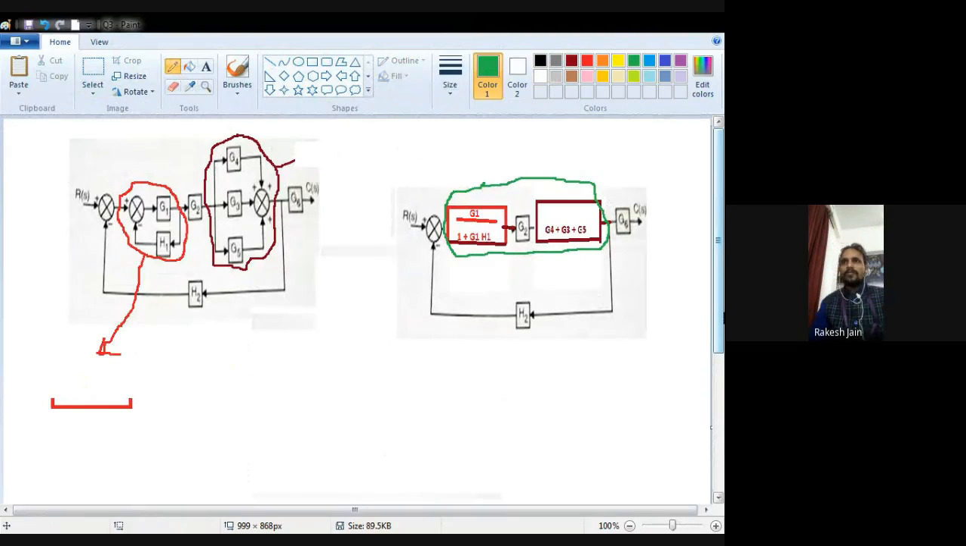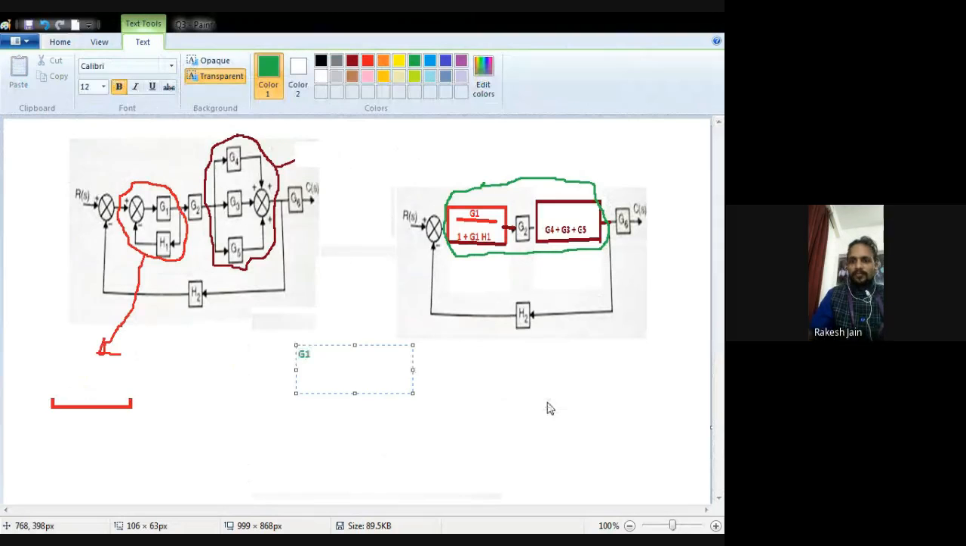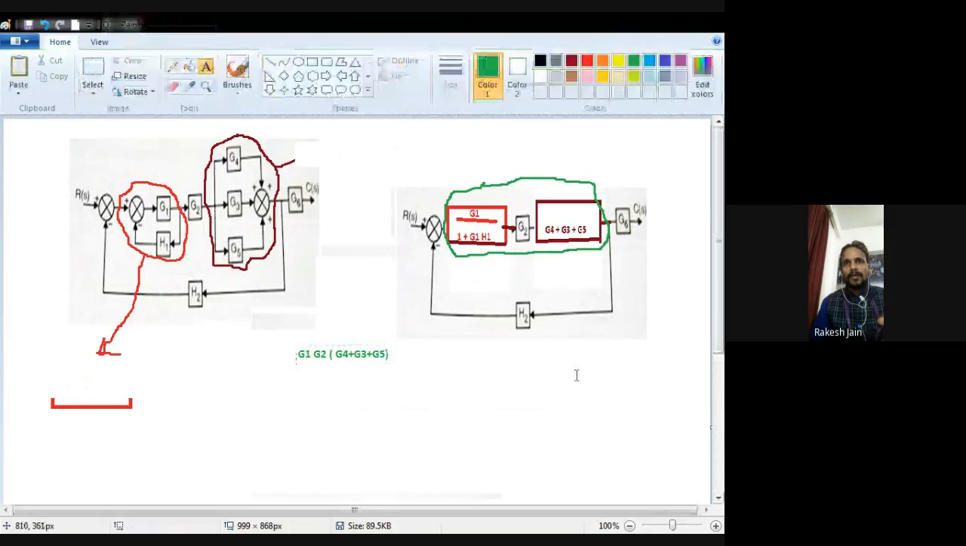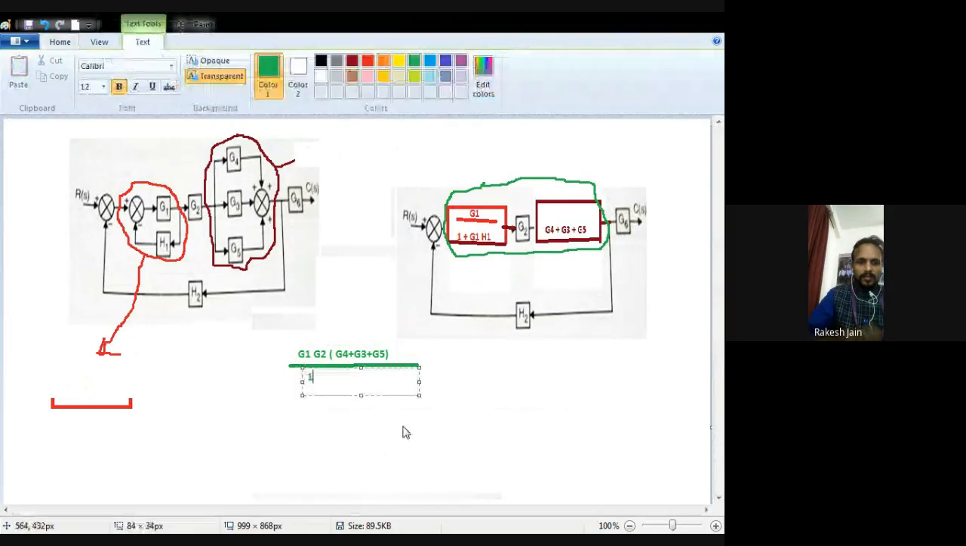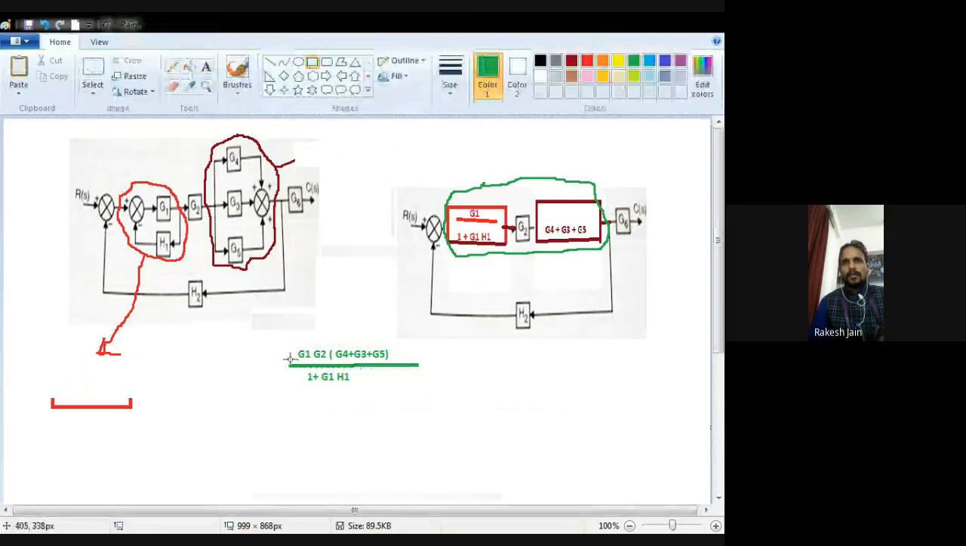Just multiply them with each other. So we just multiply G1, G2. So it will be reduced to the form G1 multiplied with G2, further multiplied with G4 plus G3 plus G5, divided by 1 plus G1 H1. Yes, so this is completely reduced by this one.